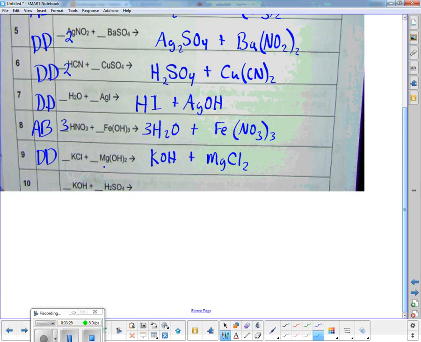Erase my help. I notice really quickly I need 2 chlorines. I only have 1 on the left, so I'm going to put a 2. That gives me 2 potassiums. I need 2 on the right. That gives me 2 hydroxides. I have 2 on the left. I'm done.